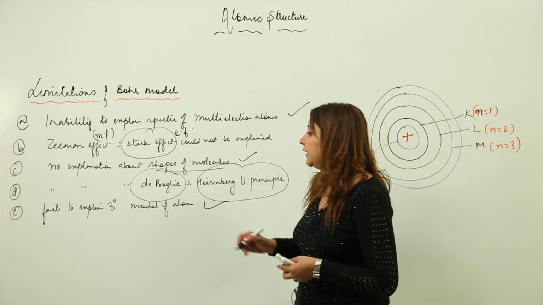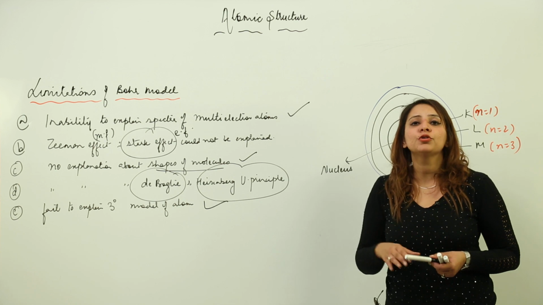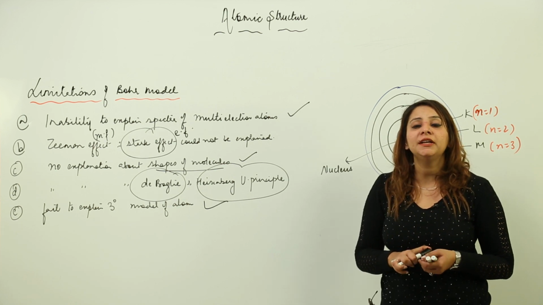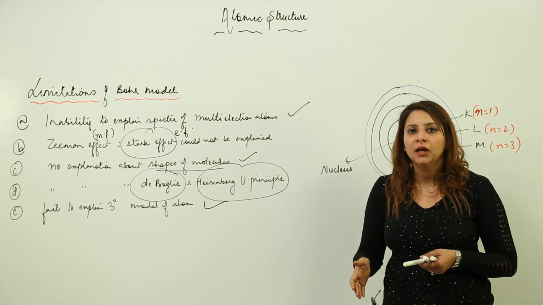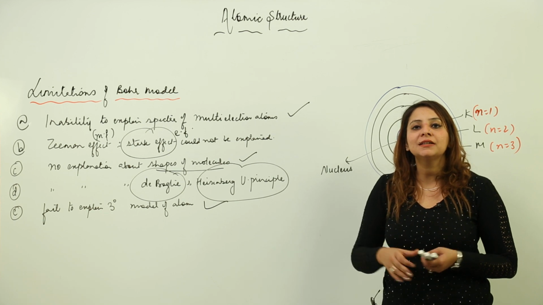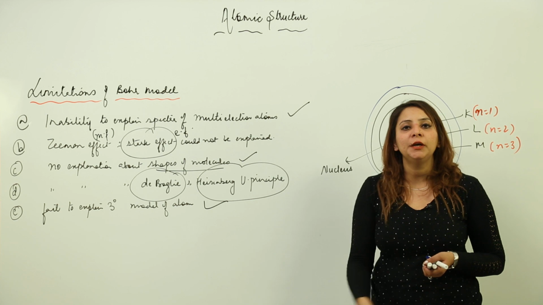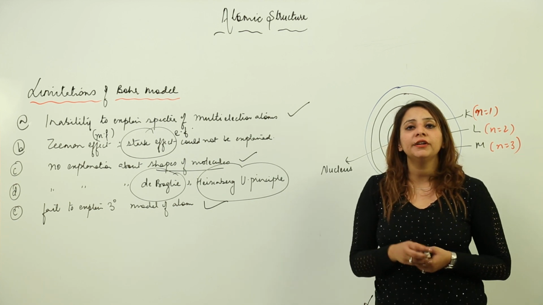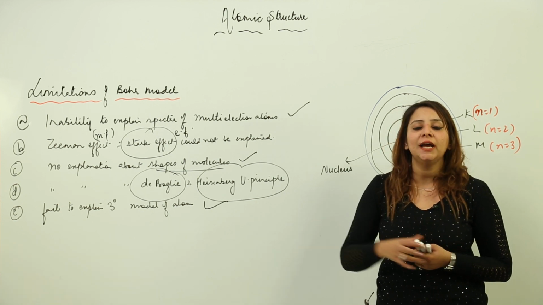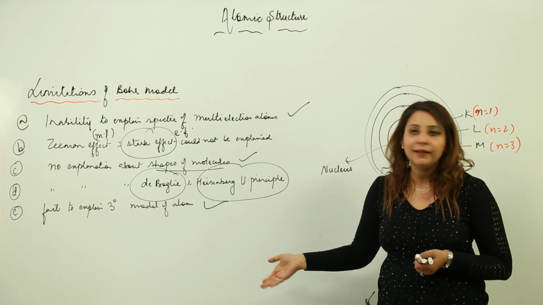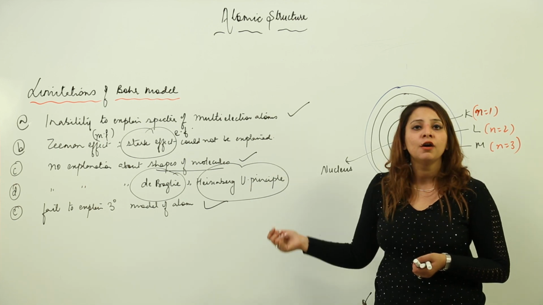And moreover, they explained the circular motion of the electron. That means according to them the atom model is a flat model, but later on it was proved that it is a three-dimensional model of an atom. So these things could not be explained by the Bohr model. Therefore, we need a theory which can explain these things also, which could not be explained by the Bohr model.